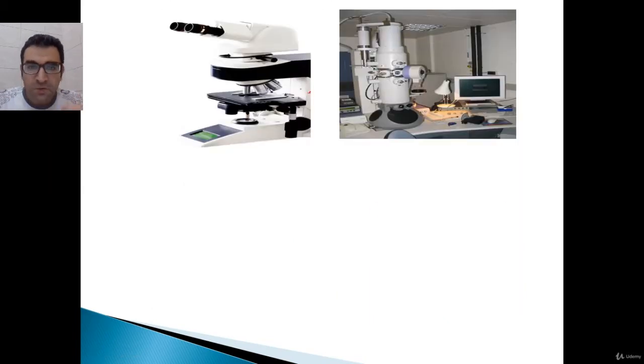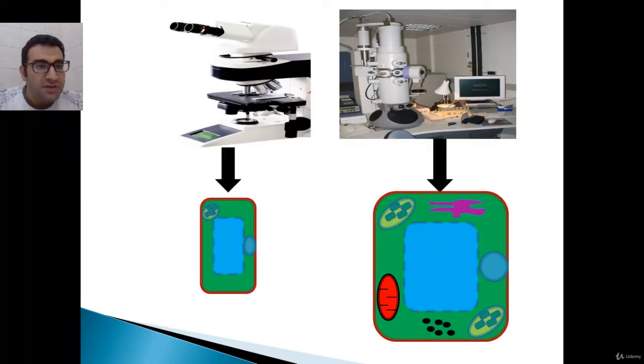Now, this is what you are going to see when you look under both microscopes. This is the picture of a plant cell seen under the light microscope, and this is the same cell visualized under the electron microscope. What do you observe here? When you compare those two pictures together, the image seen under the light microscope has many missing details. It does not have much texture, and a lot of organelles are missing. However, here we have many organelles.